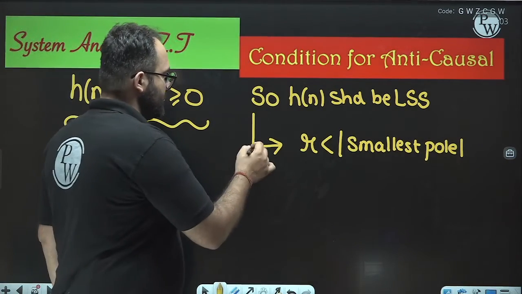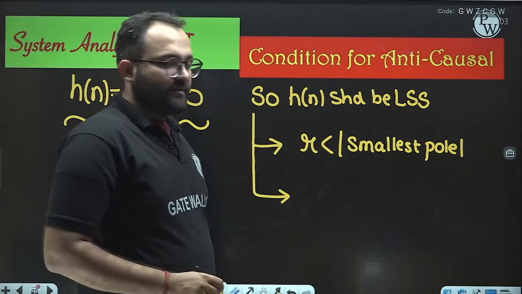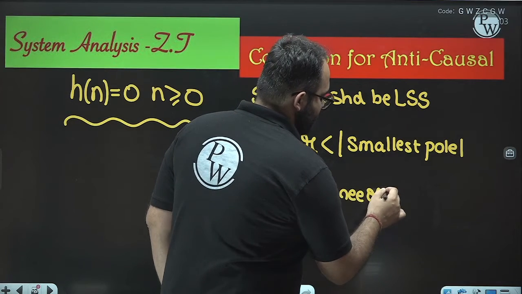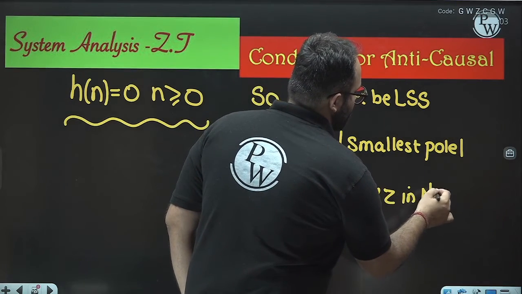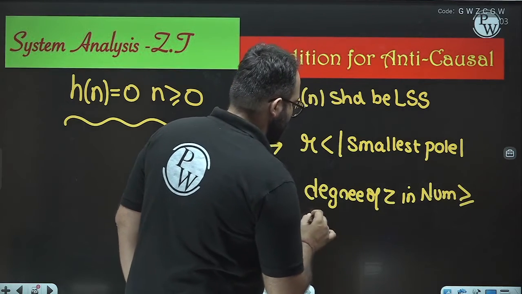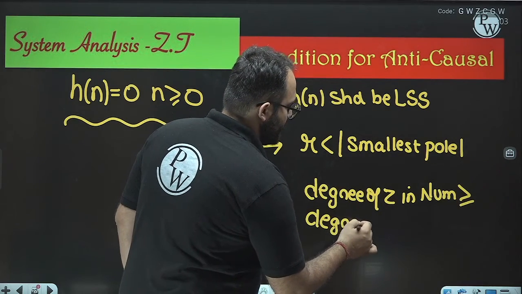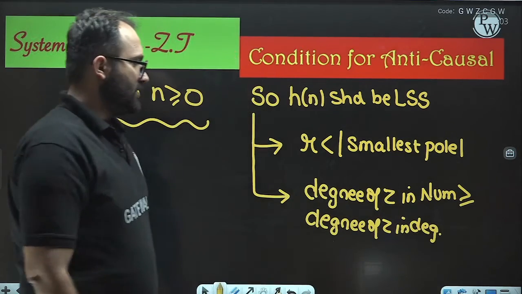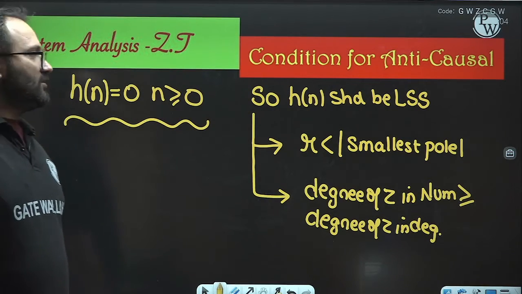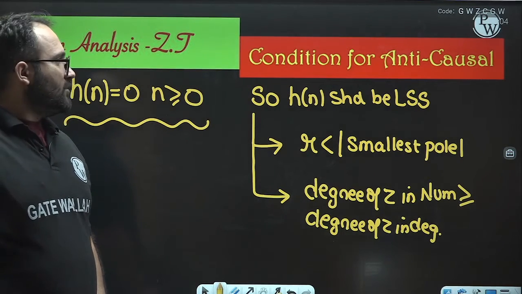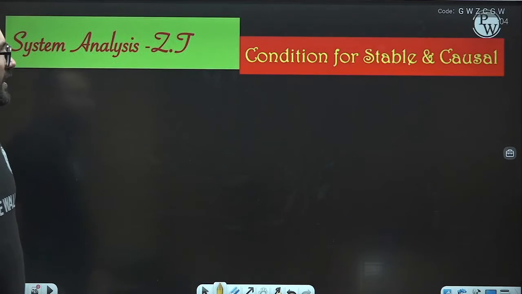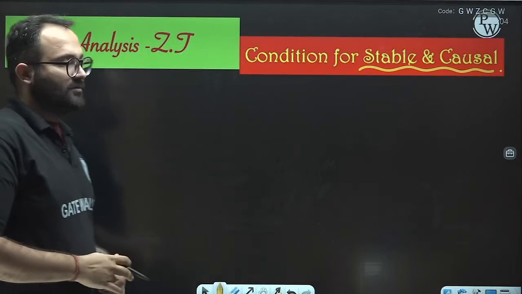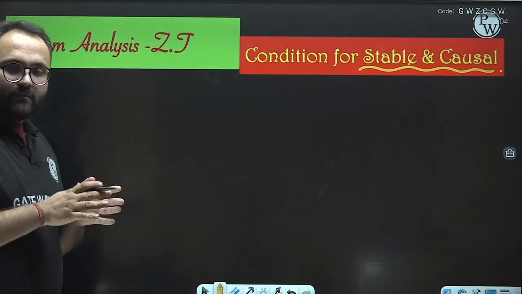The second condition is the degree of z in the numerator should be greater than or equal to the degree of z in the denominator. Okay, so these two conditions are very important. Great. So this is for anti-causal and causal. Now, if we talk about stable and causal together, we need the system to be stable as well as causal.